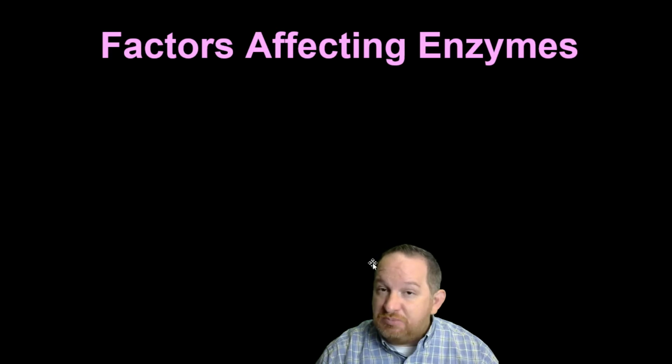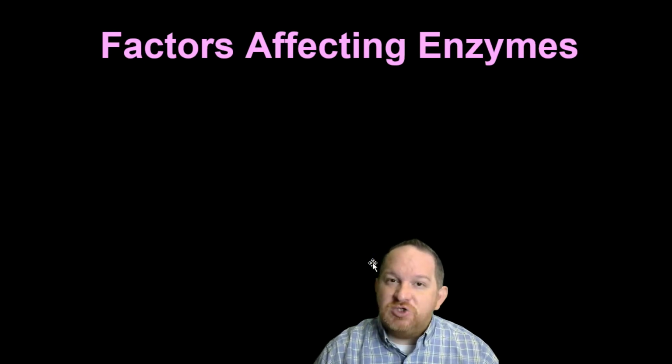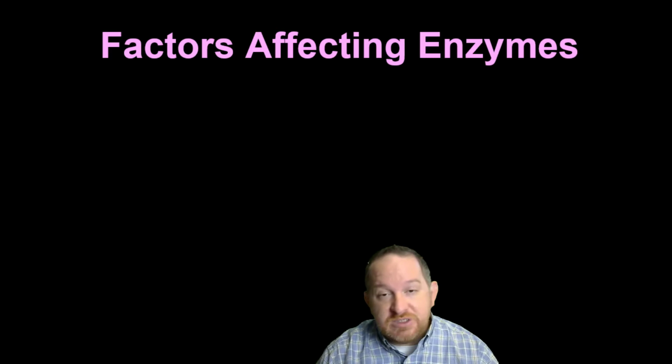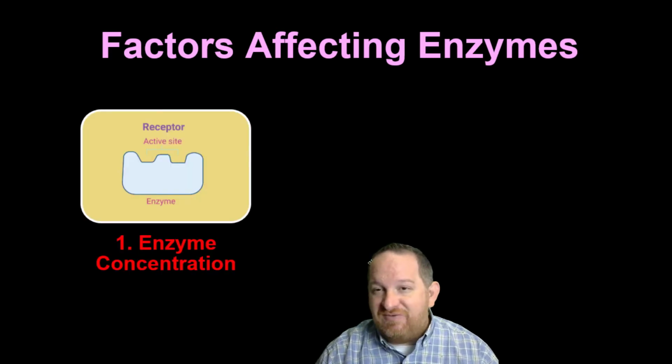So lots of things affect how enzymes work, right? Enzymes being mostly protein and a little RNA. Well, we know proteins have shape, they can be malformed, they can change. They're most effective at certain conditions. So these are all the factors that affect enzymes.